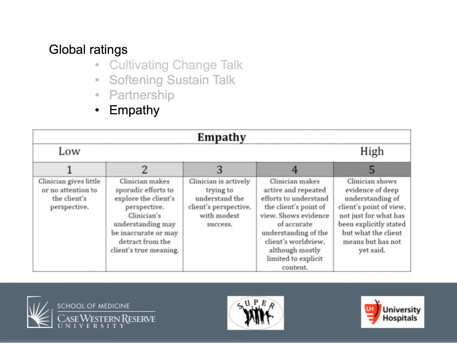And finally, the global rating of empathy. High empathy is defined as the clinician shows evidence of deep understanding of the client's point of view, not just for what has been explicitly stated, but what the client means but has not yet said. And often, someone who gets a high score in empathy had a lot of complex reflections. So complex reflections are when you are guessing at what the client means but hasn't actually said, or guessing at what the feeling is behind their words. So often a high percent of complex reflections will correlate with a high rating on empathy.